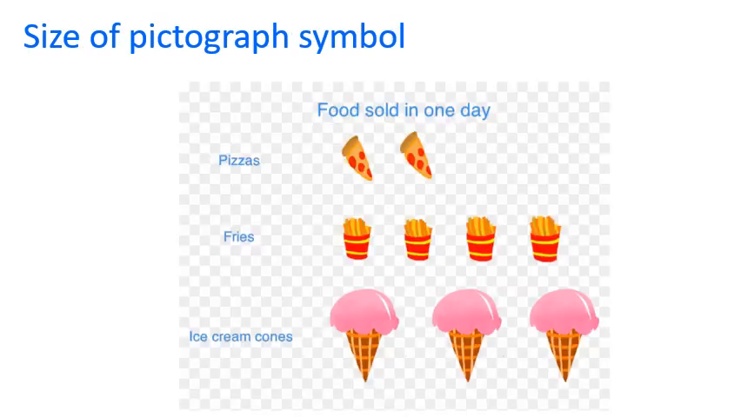Here are some examples of some misleading graphs. If we look here at the size of the pictograph symbols about food sold in one day, from first impression, it looks like ice cream cones were what was sold the most in one day. But if we actually count, it was fries. They've just drawn the icons not to a uniform size.